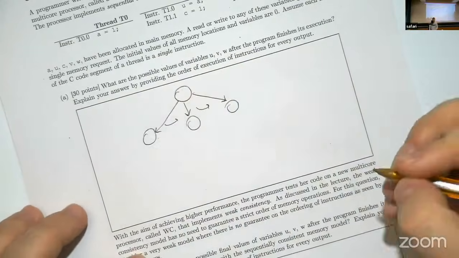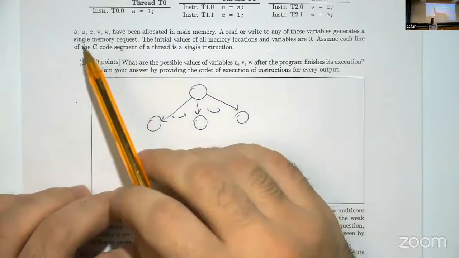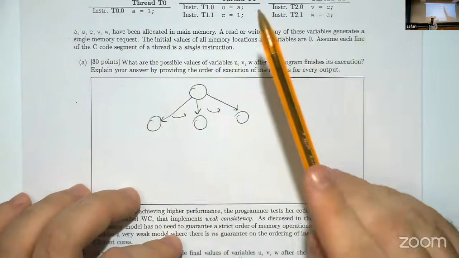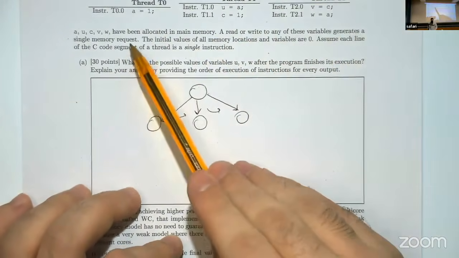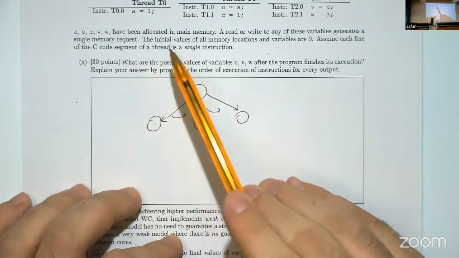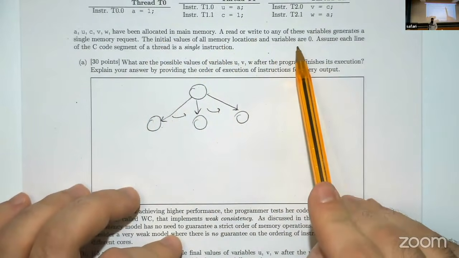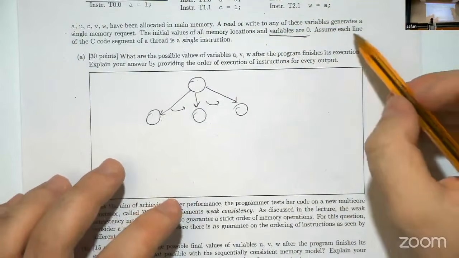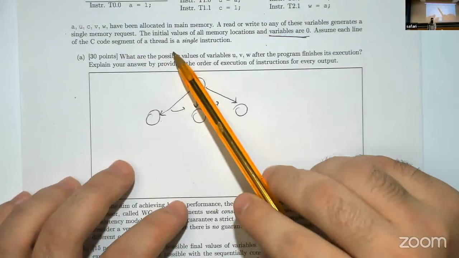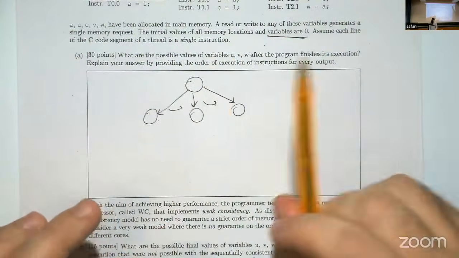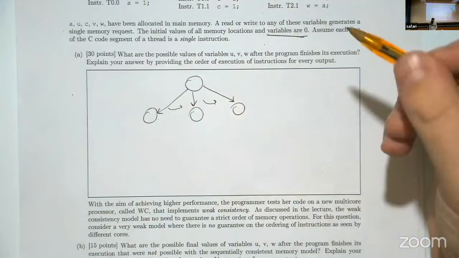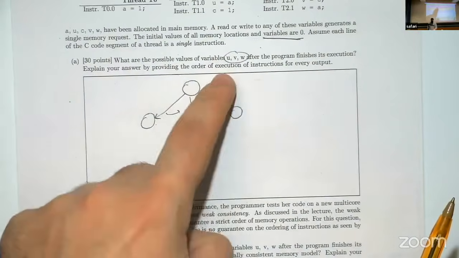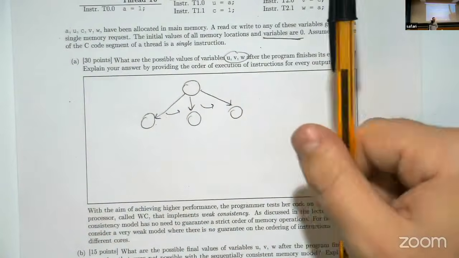So then, what does the question ask? We have these variables, A, U, C, V, W, which have been allocated in main memory. And the read or write to any of these variables generates a single memory request. The initial values of all memory locations and variables are 0. This is critical, the variables are 0. And we assume that each line of the C code segment of a thread is a single instruction. What are the possible values of variables U, V, and W after the program finishes execution? Explain your answer by providing the order of execution of instructions for every output.